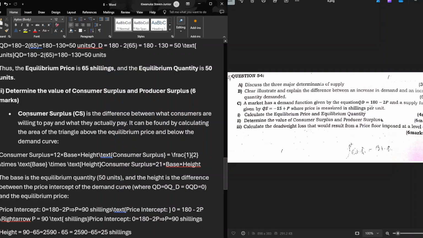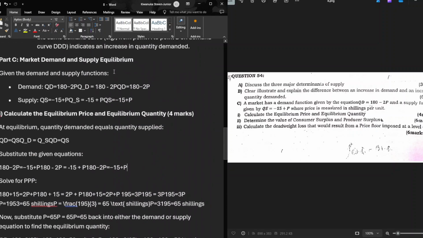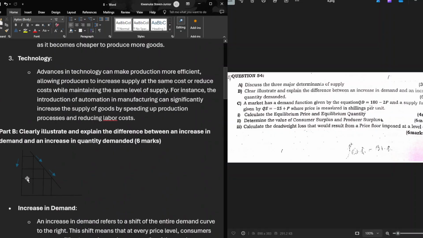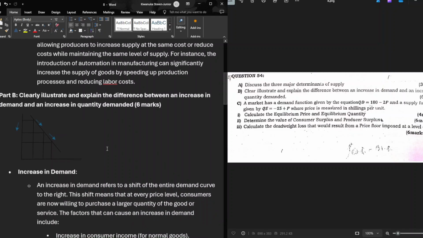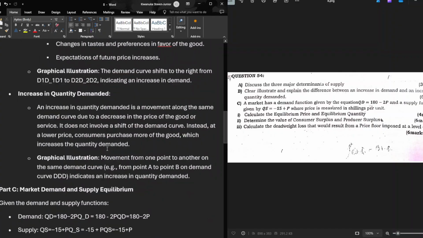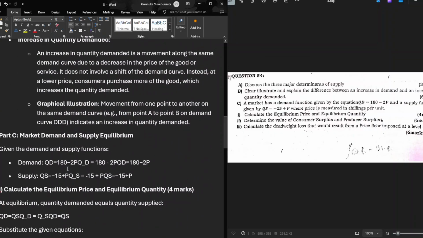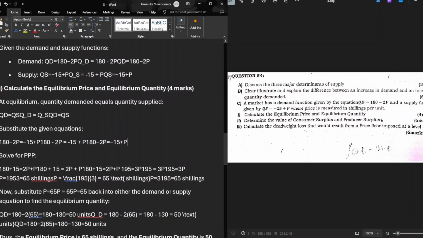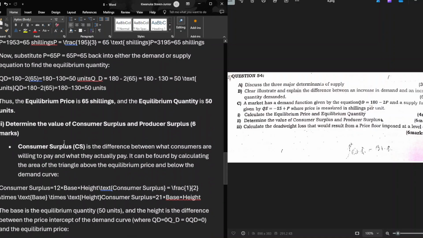So this consumer surplus, you look at the demand curve. You remember how our demand curve looks like. So the consumer surplus is that area below the demand curve but above the price. So let us see if that is what they are also saying here, because that is the first way to getting this consumer surplus.